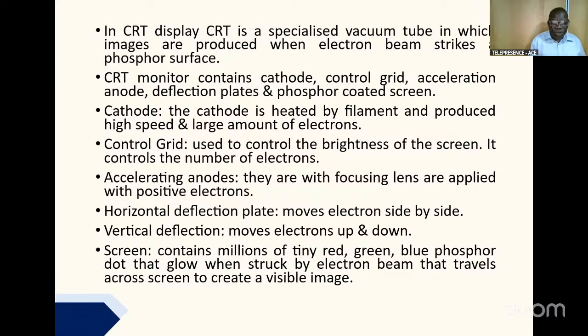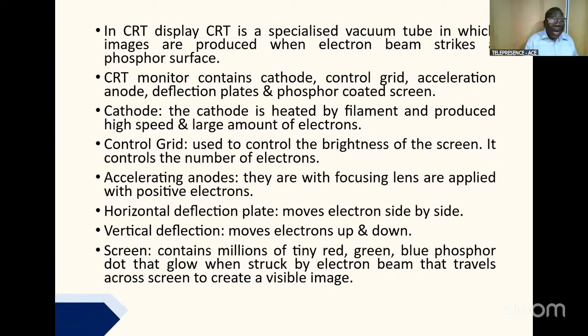Accelerating anodes, they come with the focusing lens and are applied with positive electrons. The horizontal deflection plate moves electrons side by side, and the vertical deflection plate moves electrons up and down. The screen contains millions of tiny red, green, blue phosphor dots that glow when struck by the electron beam that travels across the screen to create a visible image.